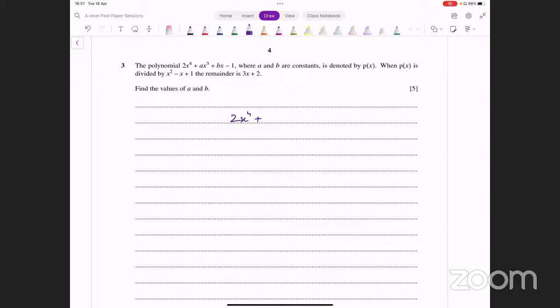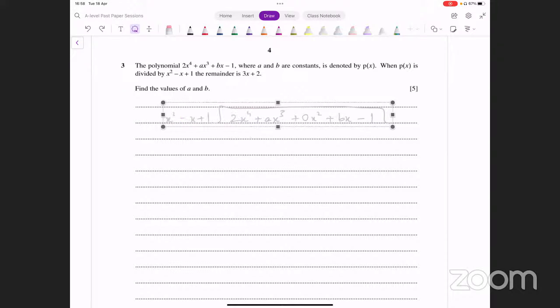2x raised to the power 4 plus ax cubed. Now the x squared term is missing. You can put a 0x squared there. Plus bx minus 1. You need to divide this by x squared minus x plus 1. Now let's do this division. You have to be a bit careful in this division, because whenever you have constants like this in the middle, it does end up being slightly more complicated. Now let's follow through this division process and see how this is going to work.